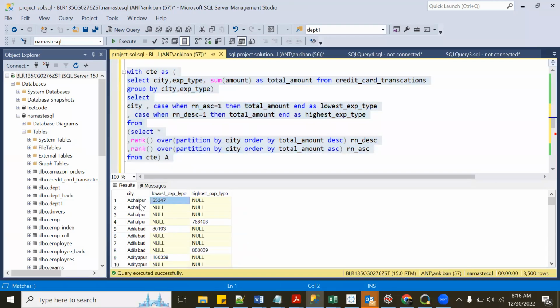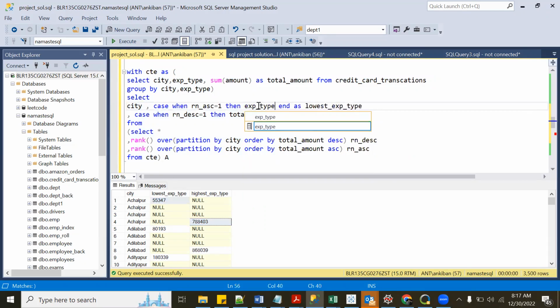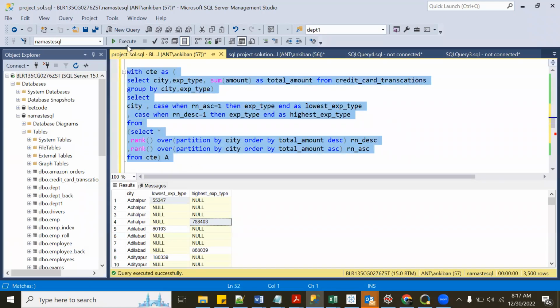So if you see, for Achalpur, lowest expense type is this one. So I'm getting this value, right? Because Rn ascending was 1 for this one, and this one only. So what I have to do, I need not total amount. I need the expense type, right? And here also I need the expense type basically. So they had the lowest expense type on entertainment and highest on grocery, right?